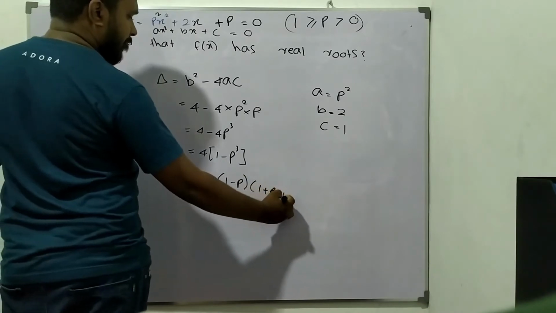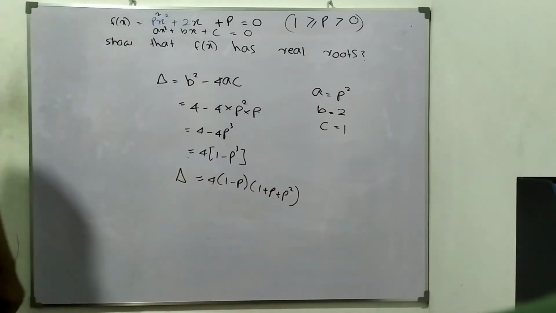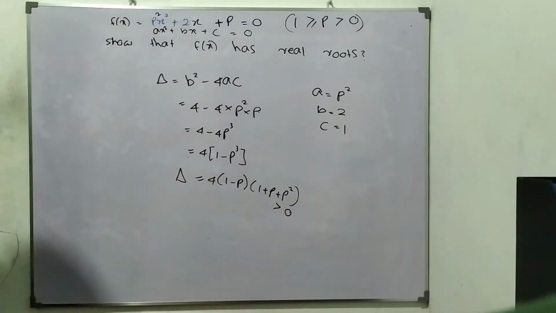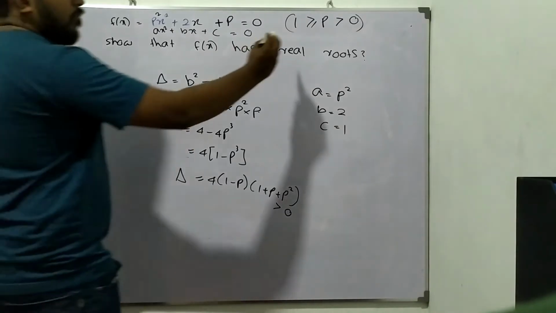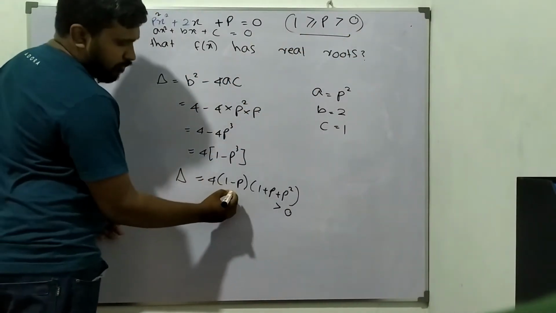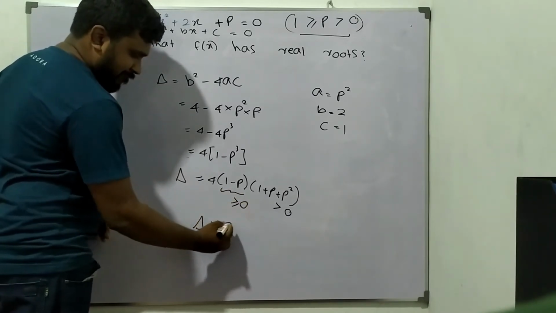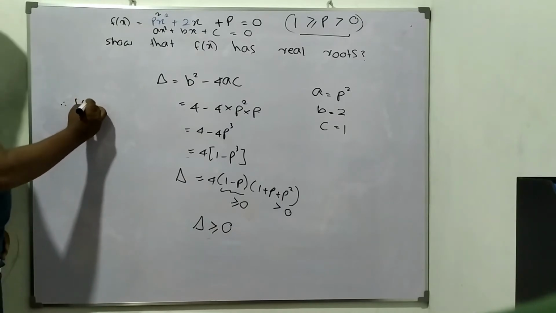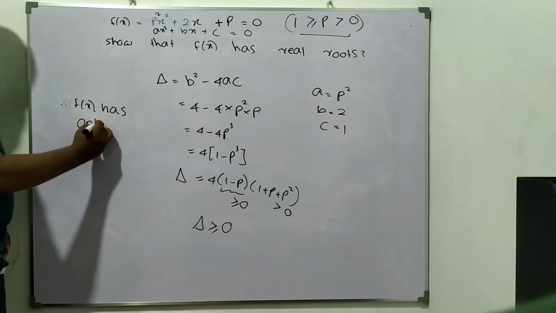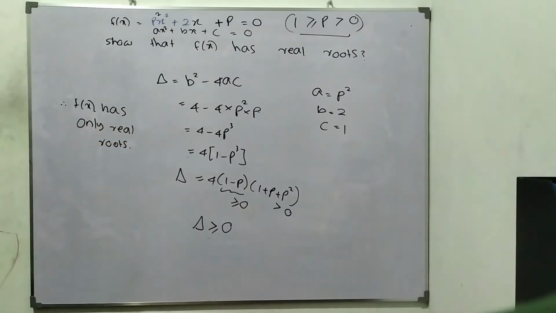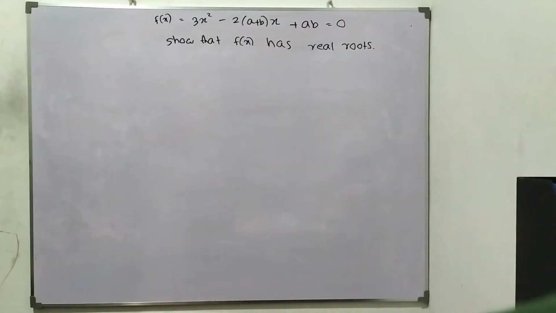So 1 minus p cubed can be written with the factors 4 times (1 minus p) times (1 plus p plus p squared). Since p is between 0 and 1, and can be equal to 1, this part can be greater than or equal to 0. The other bracket, 1 plus p plus p squared, is greater than 0. Therefore, the discriminant is greater than or equal to 0. Therefore, f(x) has real roots. So this is the way of proving the function has real roots. This question was taken from the 2019 A/L paper.